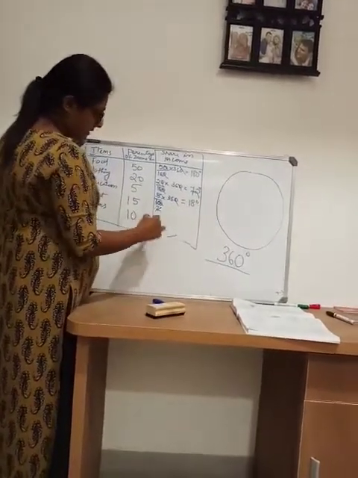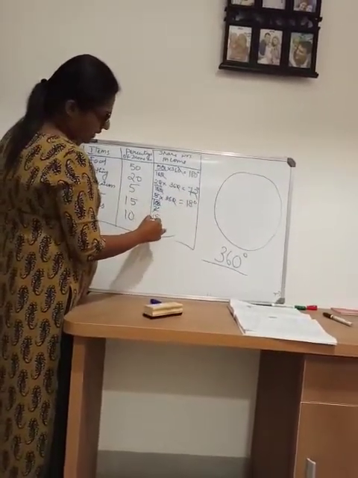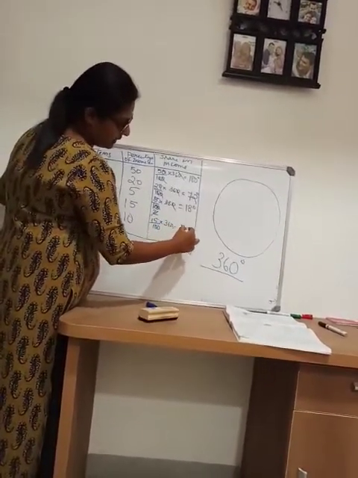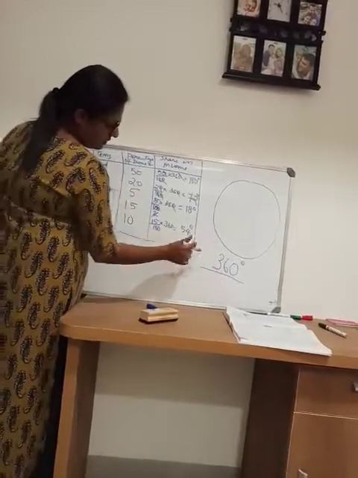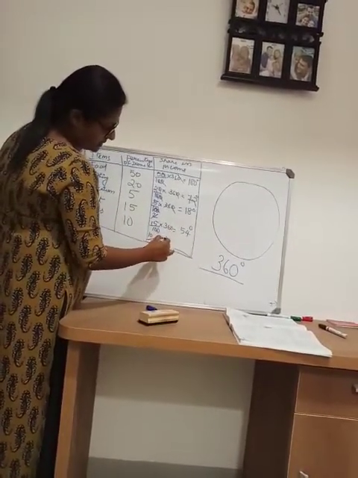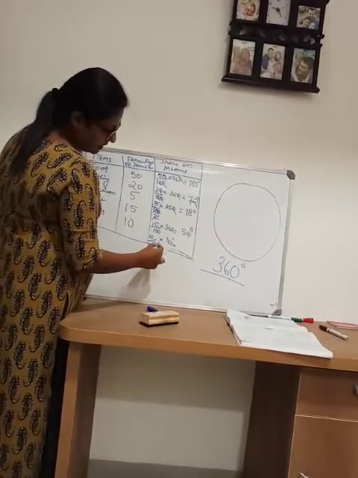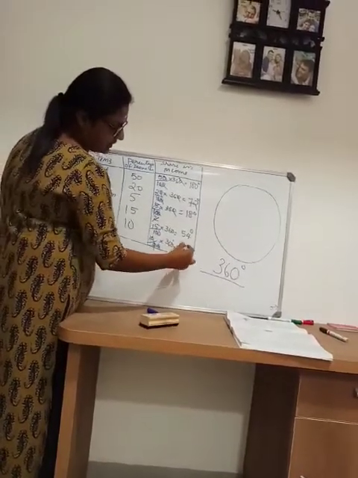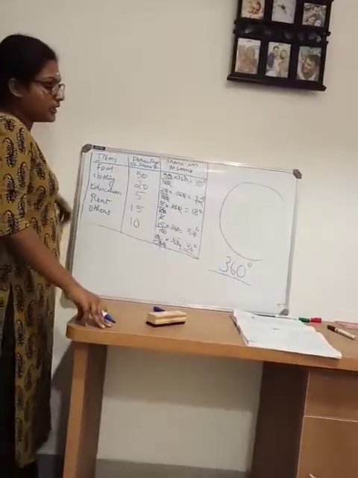Then likewise 15 divided by 100 into 360. That gives you 54 degrees. Then for the next one, 10 divided by 100 into 360. Zeros cancel. 36 degrees. Okay, so we all got the degrees here.